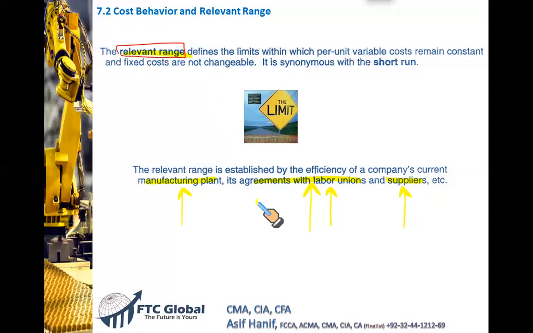Now, the important point for us to know: within this relevant range, within this limit, we will observe two things. First, your per unit variable cost would remain the same, and your fixed cost in total remains the same. Per unit variable cost stays the same and fixed costs stay the same.